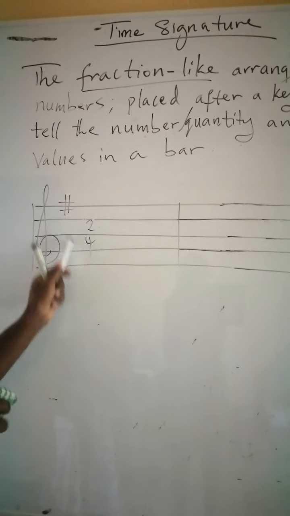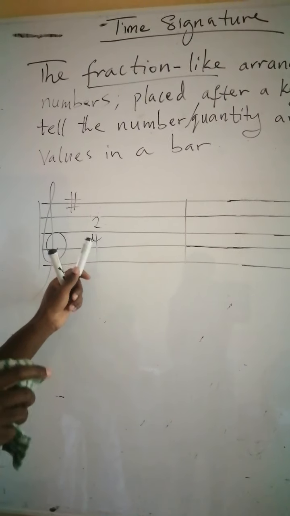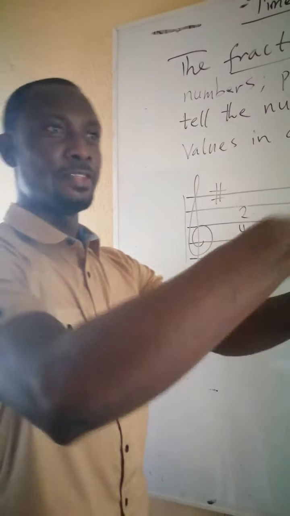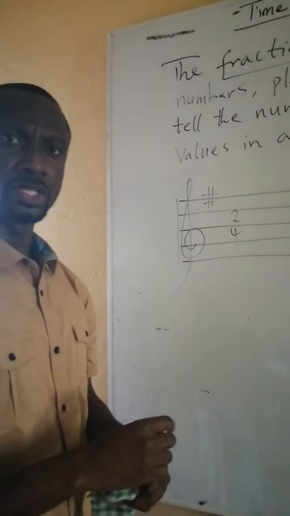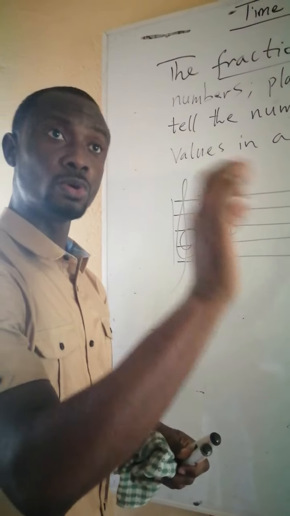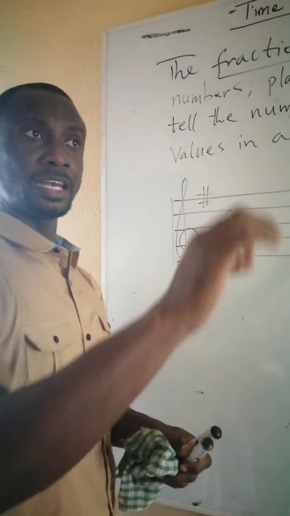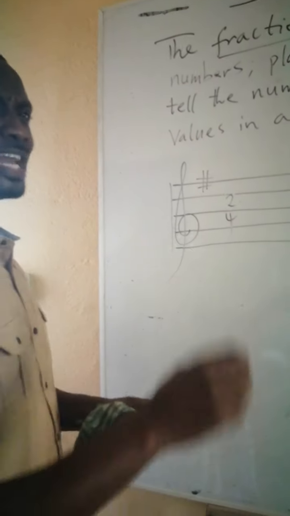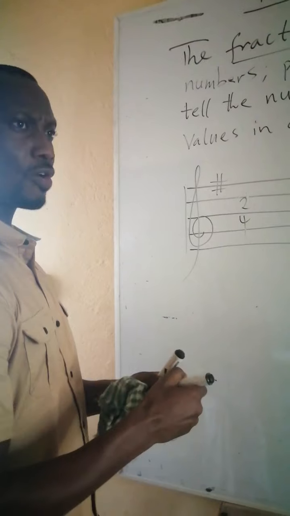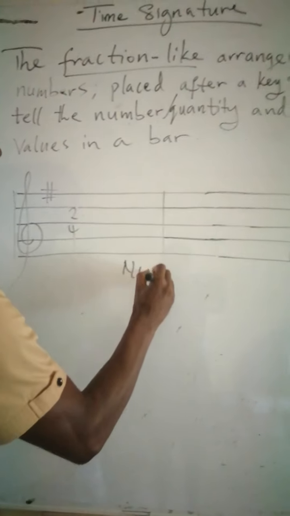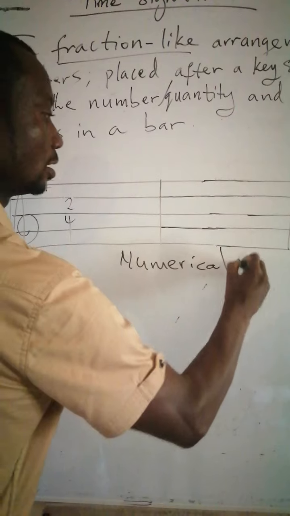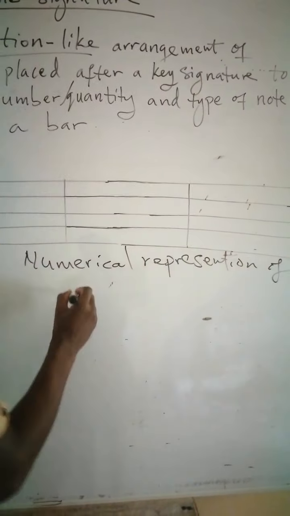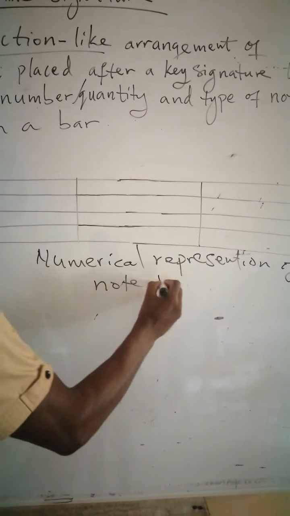So these numbers have their functions, or they have their roles. One of them will tell you the number, say we have 3 so and so, and then one of them will tell you the type. It means that note values are also given numbers as their names. And I'll go straight to the numerical representation of note values, if you like.